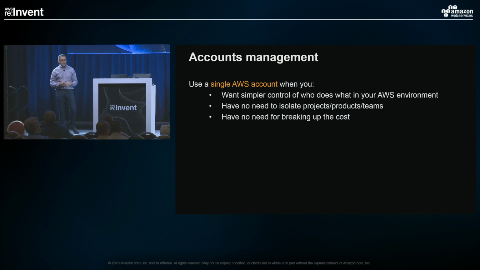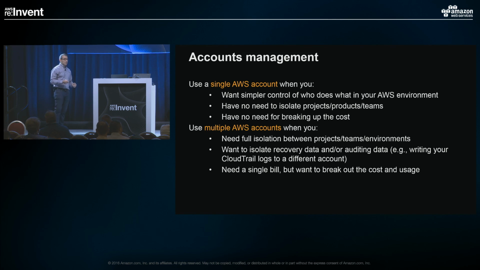From the account management perspective, use a single AWS account if you want to keep control simple for you. This way you have one account, you can see everything in one account, and you can have all your environments in the same place. And you don't need a lot of isolation between projects, between teams, and between environments. And also, you don't need to break up cost. All the projects and all the environments go to the same bill, so you don't need this.